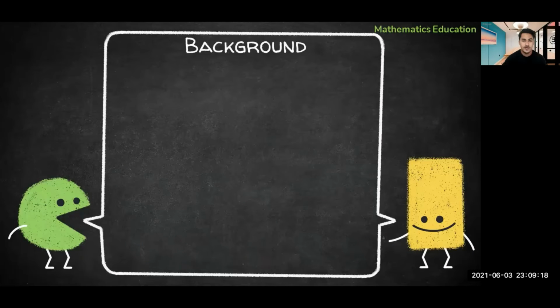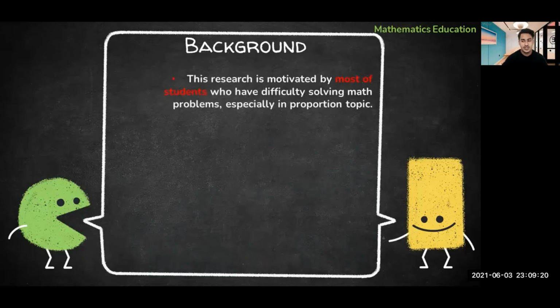The background of this research. This research is motivated by most students having difficulty solving math problems, especially on the proportion topic. Epistemological obstacles are obstacles to obtaining new information. This problem is encountered due to the limited understanding or knowledge of students in a particular context.